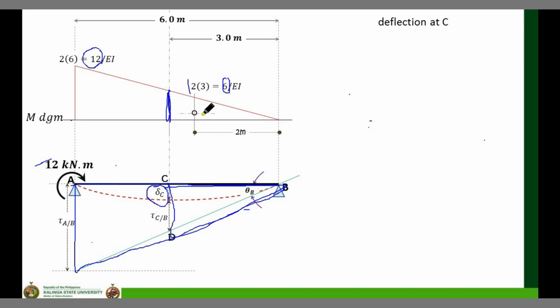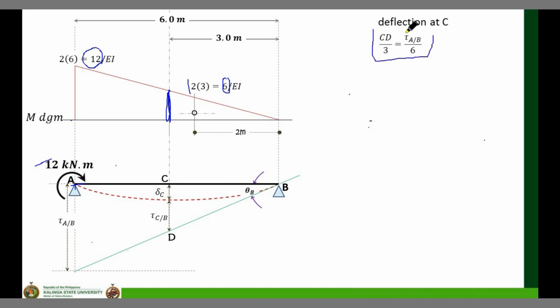So again, for the deflection at point C, using ratio and proportion, the distance from point C to point D over 3 is equal to tAB over 6. Did you get that? Any questions before I go to the next?